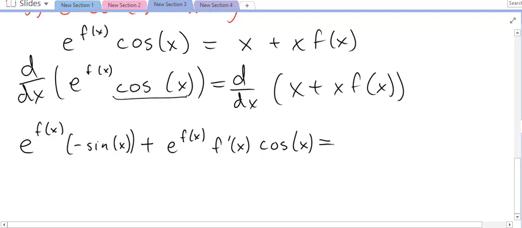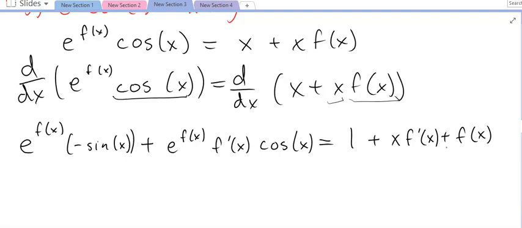And then on the right, we would have 1 plus, now we have to use the chain rule again, so we'd have x times, and then we have to use the product rule again, so we'd have x times the derivative of f of x plus the derivative of x, which is 1 times f of x. So the first one is leaving the x alone, taking the derivative of the f of x, and the second bit was taking the derivative of x, which is just 1, and leaving the f of x alone.